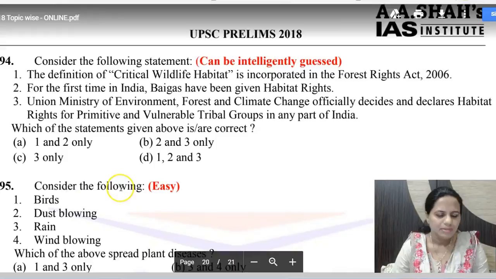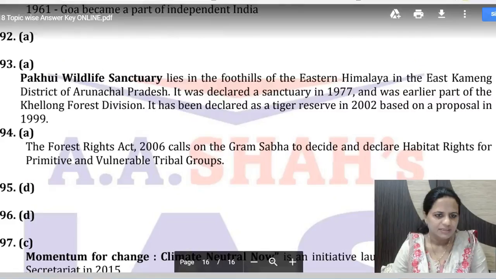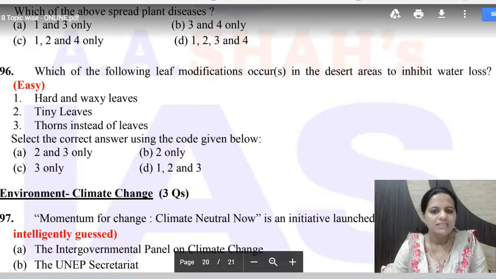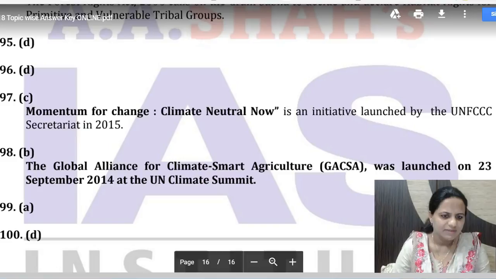Then 95 is very easy. Consider the following: birds, dust blowing, rain, wind blowing. Which of the above spread plant diseases? It is D. Then 96 again. Which of the following leaf modifications occur in desert areas to inhibit water loss? Hard and waxy leaves, tiny leaves, thorns instead of leaves. This is something which is done even at school level. So there the answer again is D. It's a very easy question.